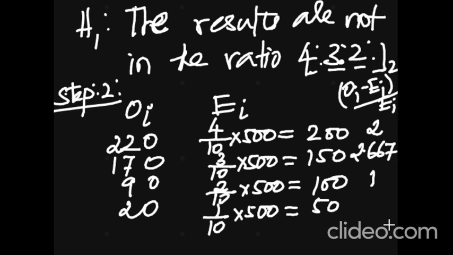And then 20 minus 50, which is minus 30. Minus 30 the whole square divided by 50. So I'm getting 18 here. So if you add these values, you will get 23.667.